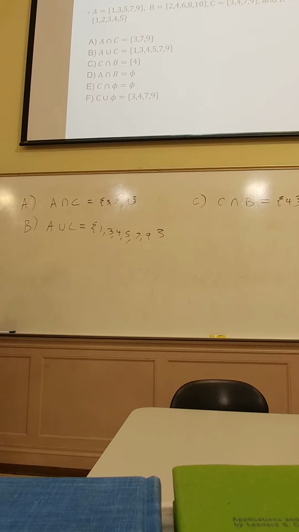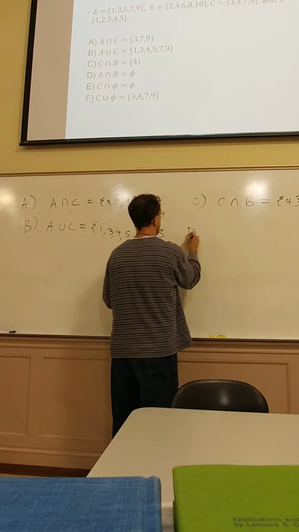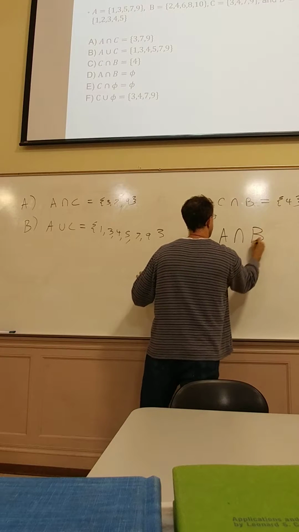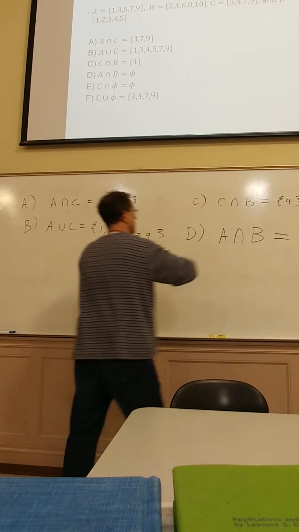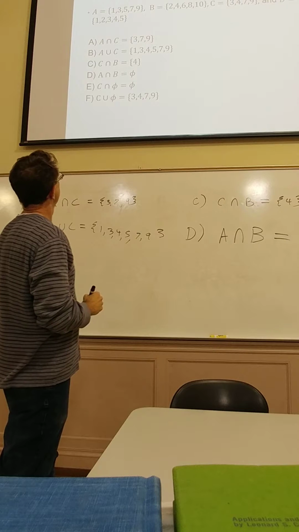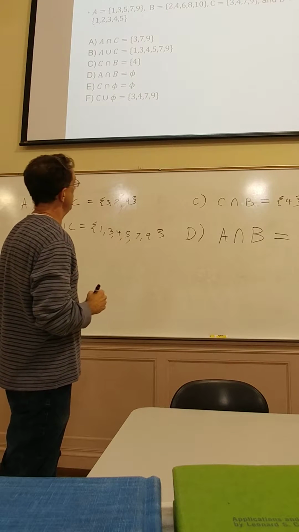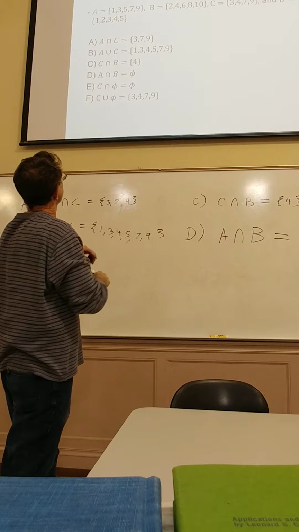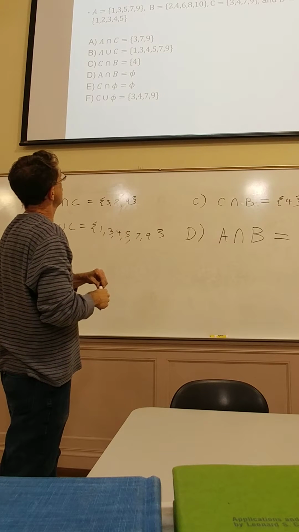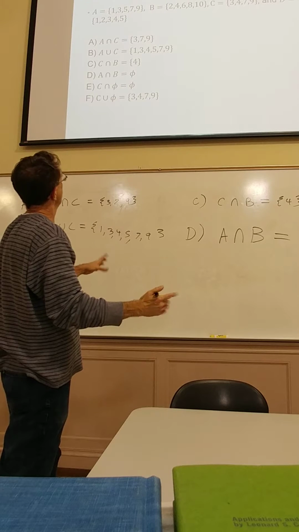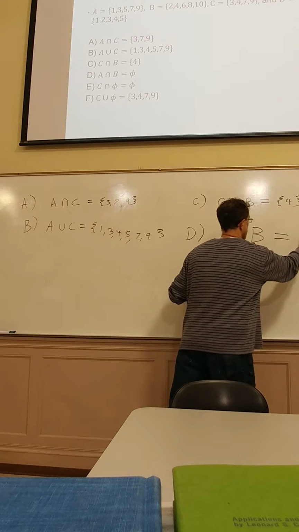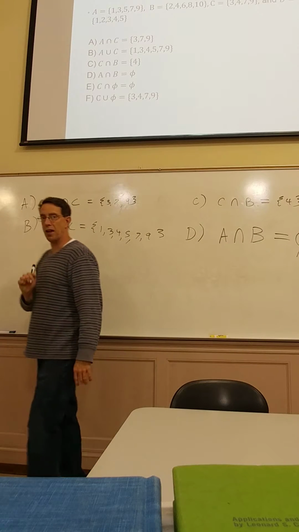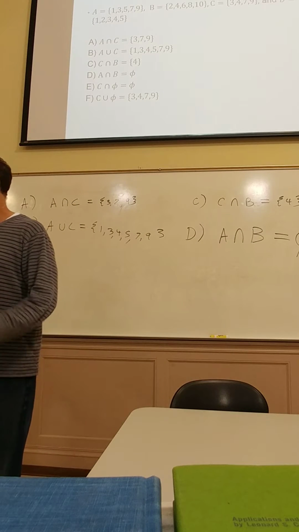Now here's the reason why I did this particular slide. It's this. A intersect B. Well, we compare those two sets. A is 1, 3, 5, 7, 9. B is 2, 4, 6, 8, 10. They have nothing in common. So your question is, what will be the answer? Of course, it will be the empty set, because it will be the set that has no elements.